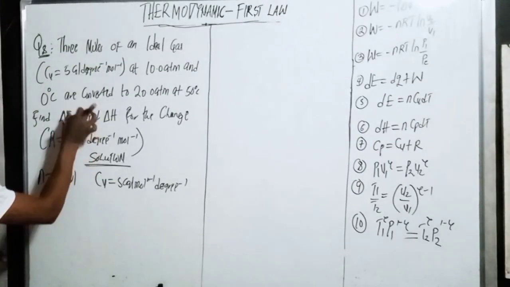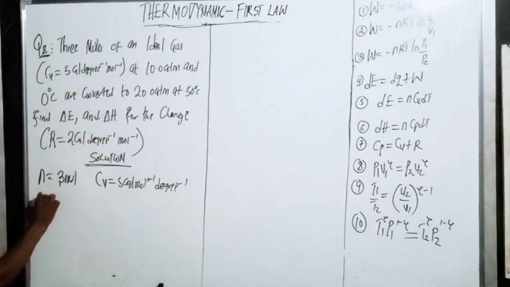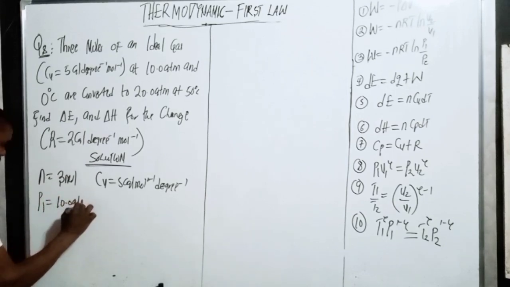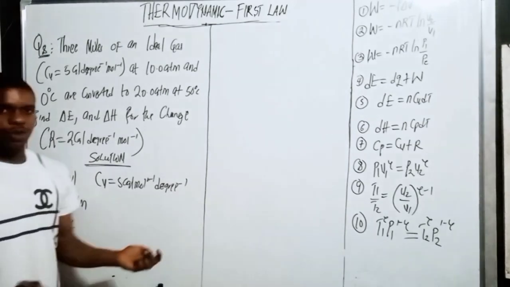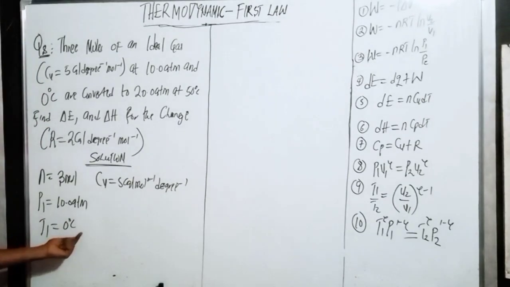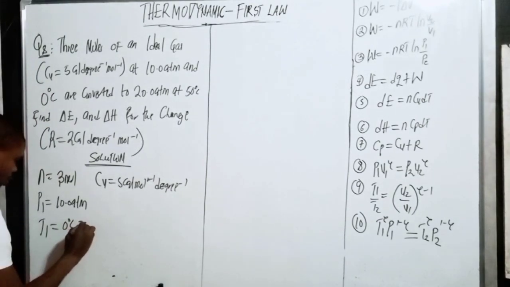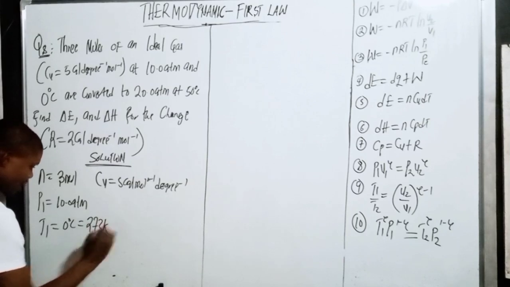Now, my P1, what is my P1? My P1 is 10.08 atm, and my T1 is 0 degrees centigrade. Of course, we convert to Kelvin by adding 273. That is 273 Kelvin, right?